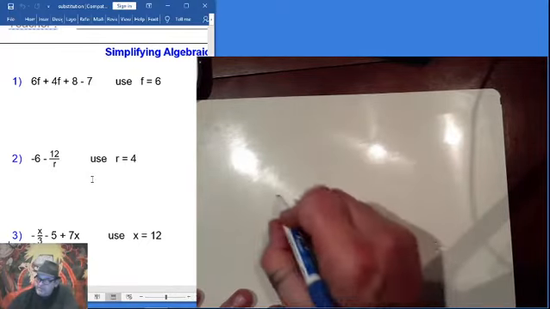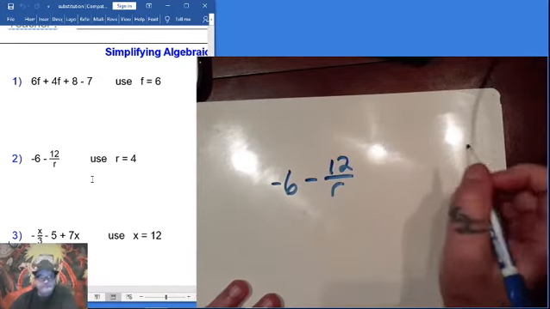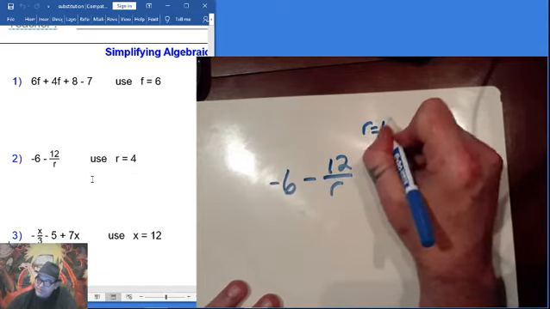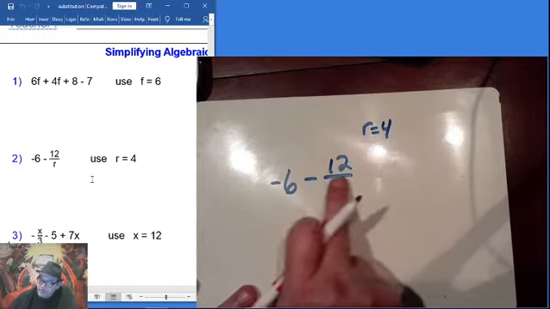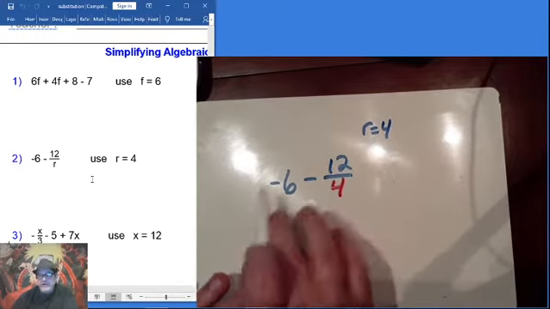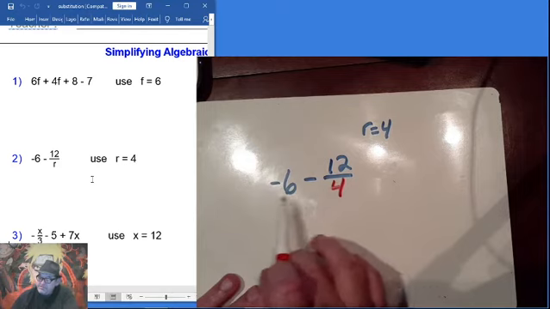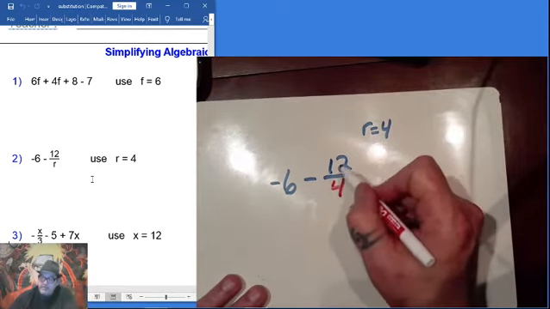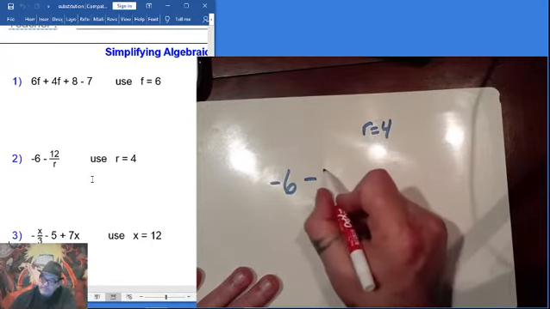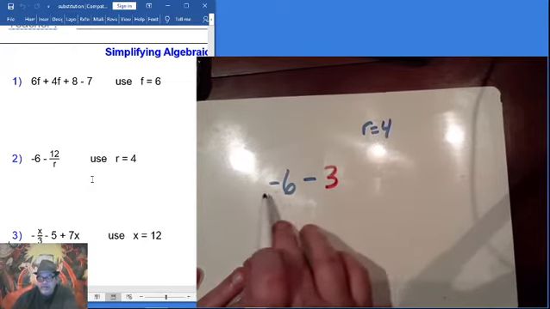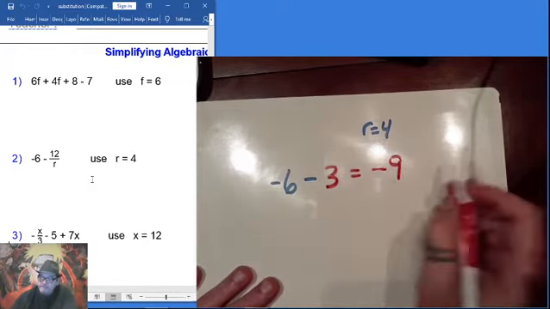Let's take a look at number 2 here. Negative 6 minus 12 divided by r. And they tell us that r equals 4. So once again, I'm going to substitute r with 4. And now I can go ahead and simplify this expression. Let's follow PEMDAS. There's no parentheses or exponents. Multiply, divide. There is a division problem right here. Remember, a fraction bar means to divide. So 12 divided by 4 is 3. And now I'm left with a subtraction problem. Negative 6 minus 3 more is negative 9. And that would be the answer.